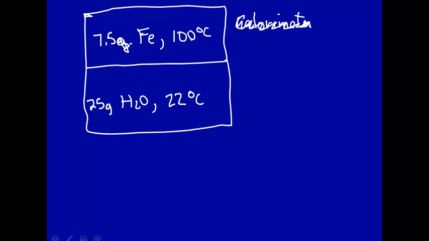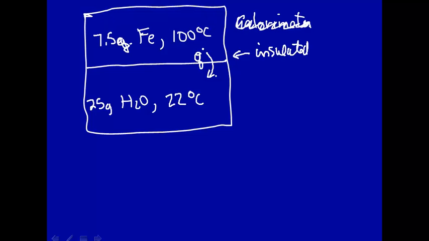Now note that there's a temperature gradient. Yes, there's a temperature gradient. So this is 100 degrees, this is 22 degrees, and so heat is going to flow along this temperature gradient. The iron is going to cool off and the water is going to heat up. And let's make this insulated.